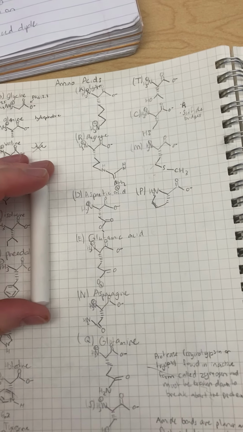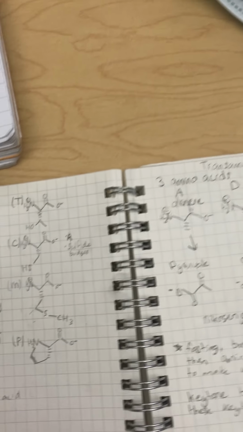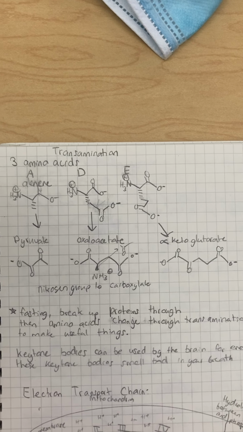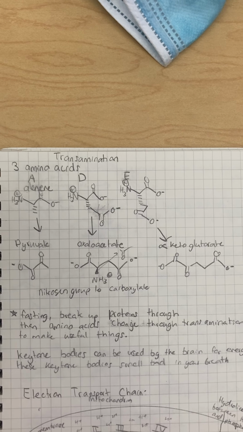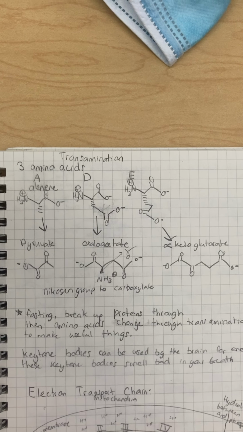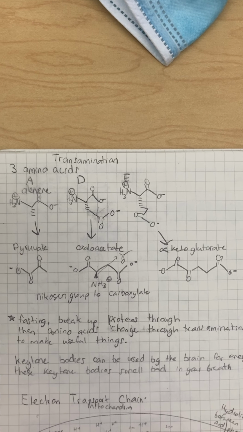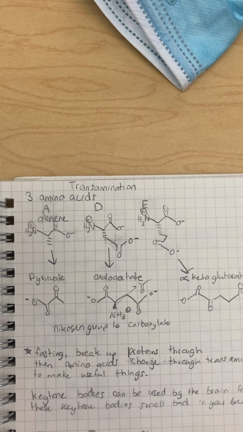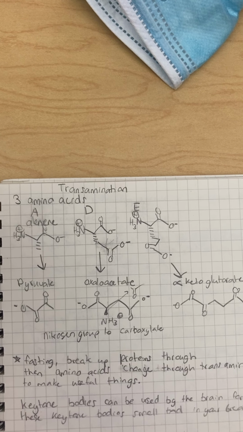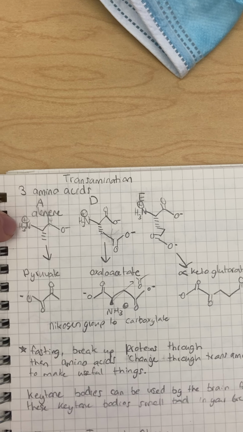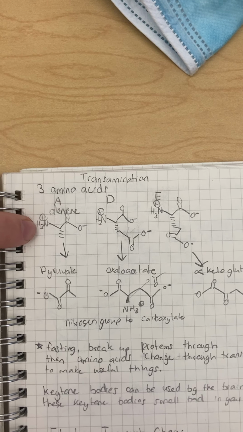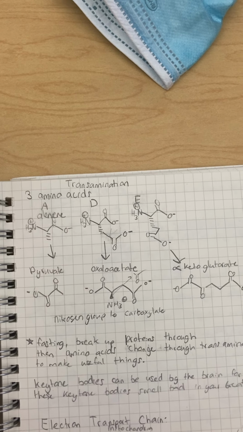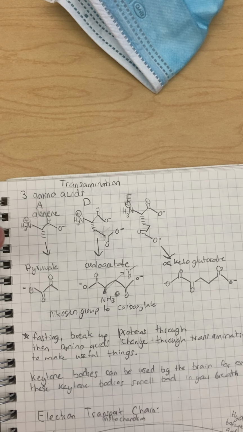Lastly, I'm going to talk about transamination. Transamination is the process by which these 3 amino acids get converted into these really useful molecules. So amino acid A gets converted into pyruvate, D into oxaloacetate, and E into alpha-ketoglutarate. So basically that's all you need to know. You know that this amine group will change into a carboxylic acid, and that's just what happens. That's the pattern. He said you don't need to know the mechanism, just to know that this occurs.